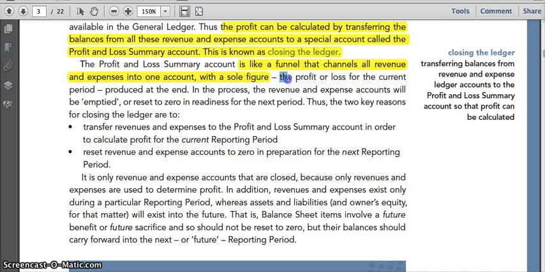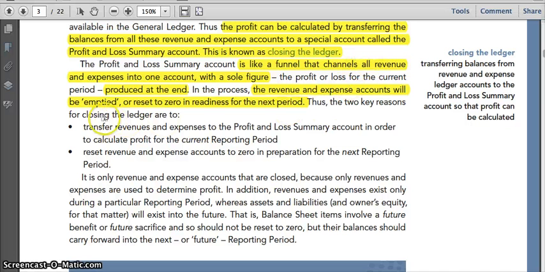So basically, the profit and loss for the current period is produced at the end. In the process, the revenue and expense accounts will be emptied or reset back to zero in readiness for the next period. The reason we do this is because the revenue and expense figures are only valid for that particular period, so for the next period they need to be reset so that you can calculate the figure for the next period.